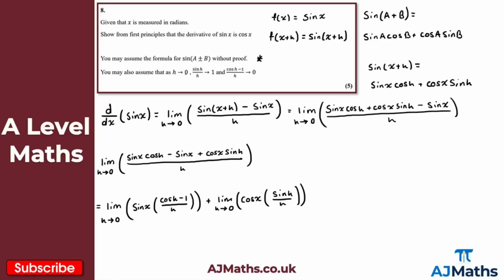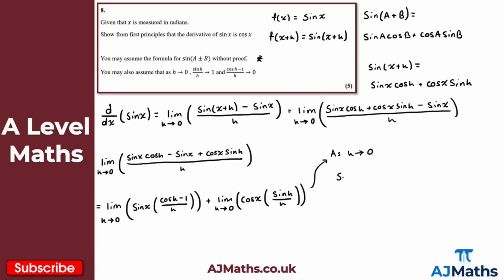So as h tends to 0, what do we get here? Well, we know that sine h over h tends to 1. So this part here then, sine h over h tends to 1. So let me try this up here. So as h tends to 0, well, let's just start over on the left here. Well, cos h minus 1 over h, that tends to 0.